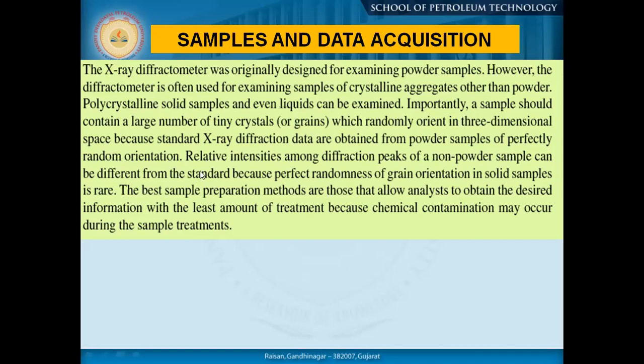Okay. So the relative intensity among different diffraction peaks of non-powder samples can be different from the standard, because perfect randomness of grain orientation in solid samples is rare. So when we put our samples into a sample holder, perfect orientation may not be there. That's why the best sample preparation methods are those that allow analysts to obtain the desired information with the least amount of treatment, because chemical contamination may occur during sample treatment. So this is how we try to prepare our samples.